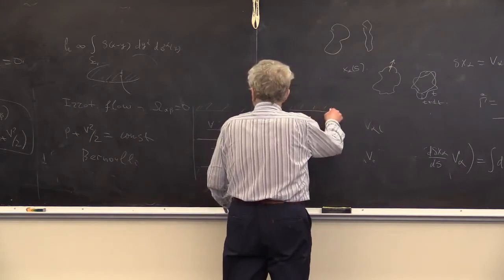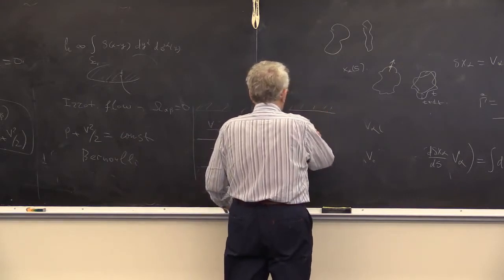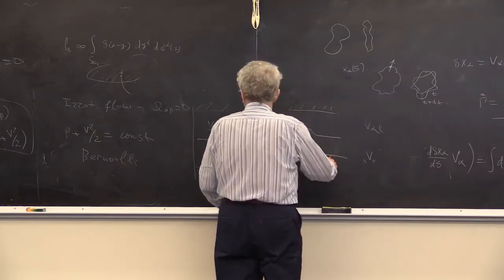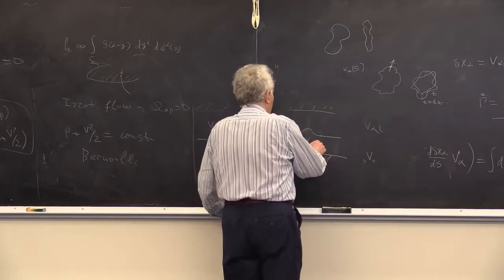And you just make a little bump here and see what happens. And here v is equal to 0.